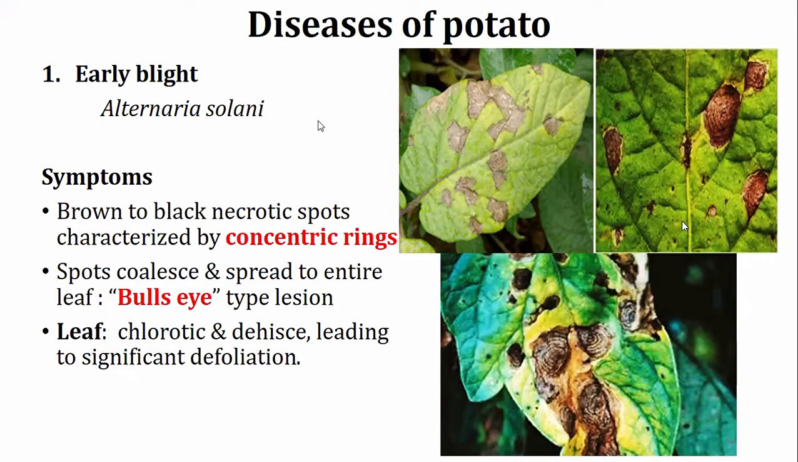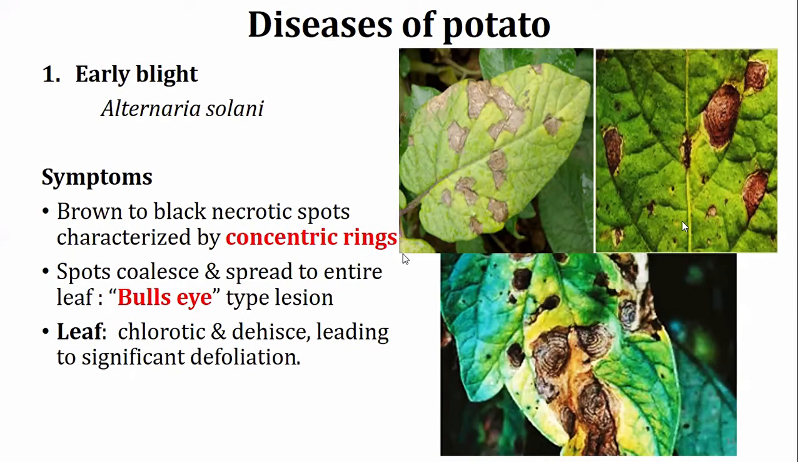Now we will go to the diseases of potato. Under that, the first disease is early blight. The causal organism is Alternaria solani. This is an important name. You have to memorize this name, Alternaria solani. Here we also want to know about the symptoms of early blight.